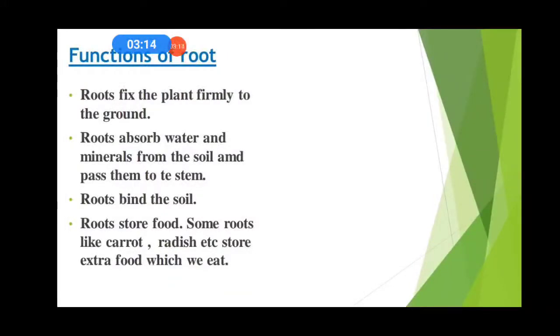Now, functions of root. We all know the functions of root. Let's revise. Roots fix the plant firmly to the ground. Roots absorb water and minerals from the soil and pass them to the stem. Roots bind the soil. Roots store food. Okay, and we eat that type of roots like carrot, radish, etc.